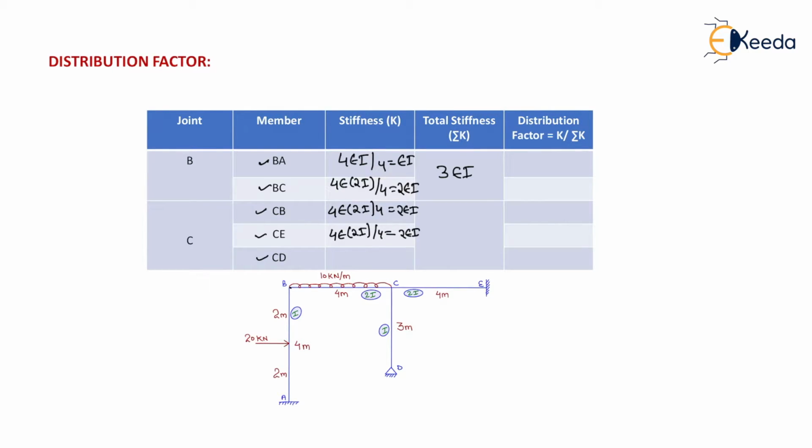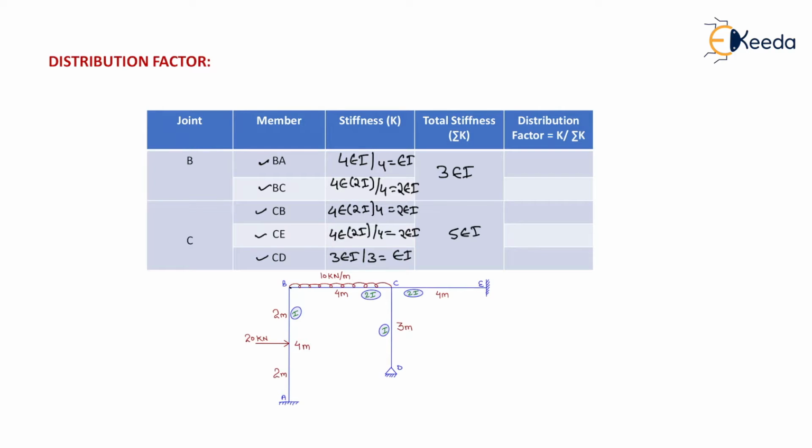Similarly, at D there is a hinge support. When the far end is hinged, the stiffness of that member will be 3EI by L. So it will be 3EI by 3, which equals EI. On adding these three values, we get the total stiffness as 5EI.